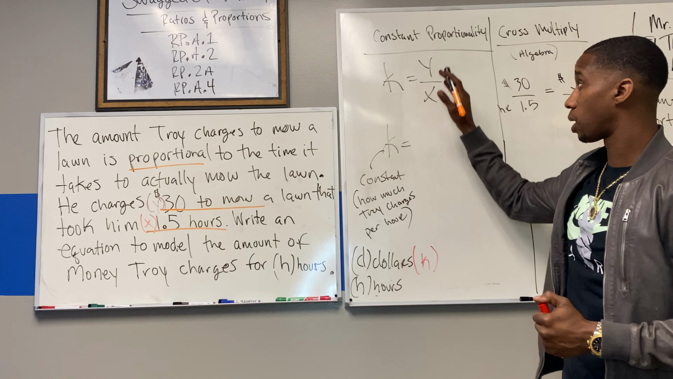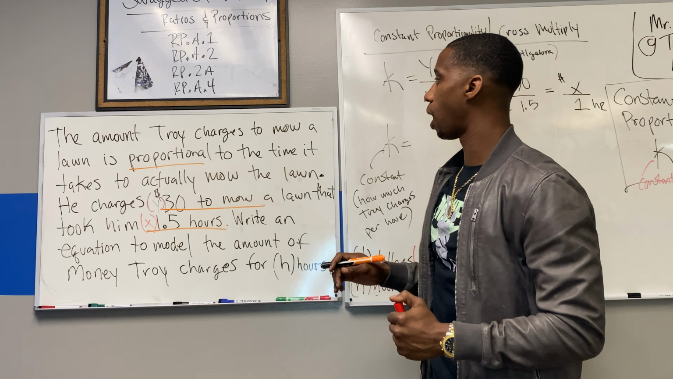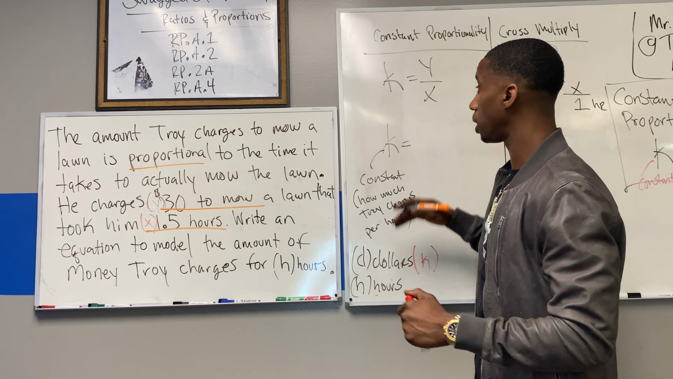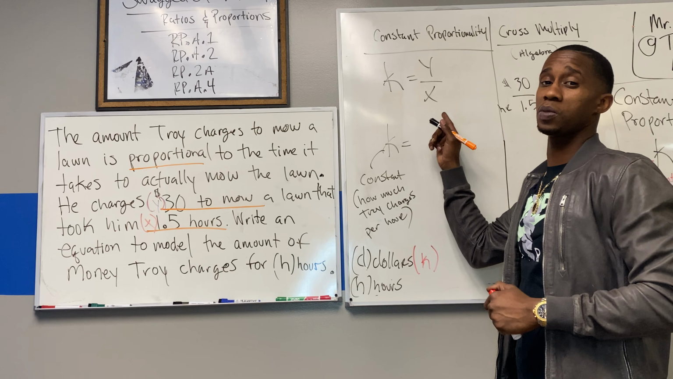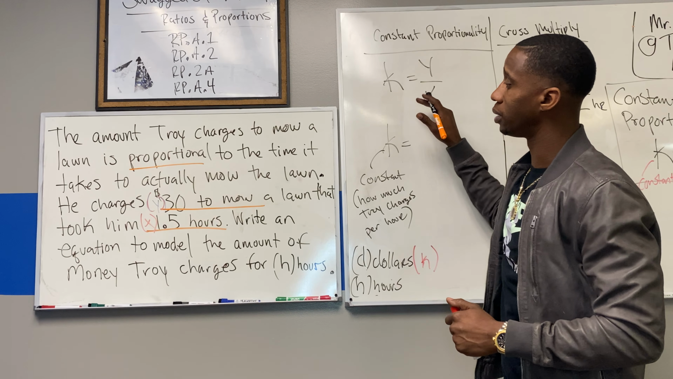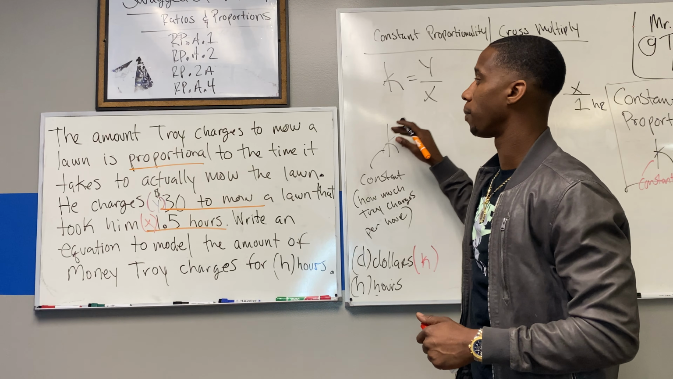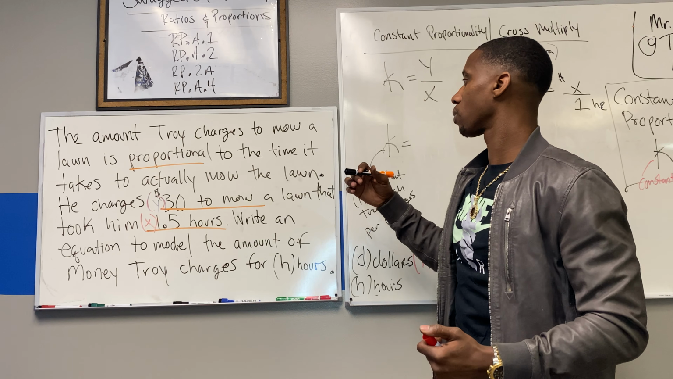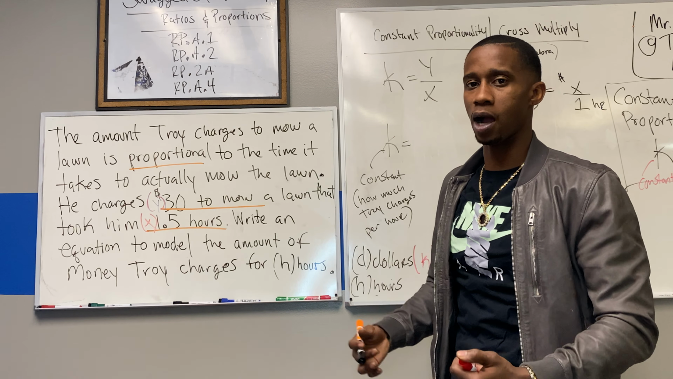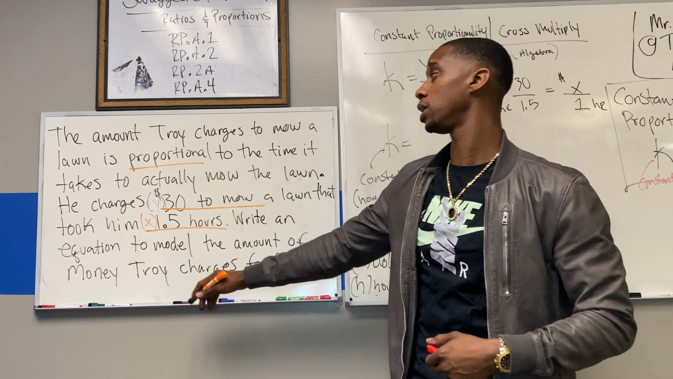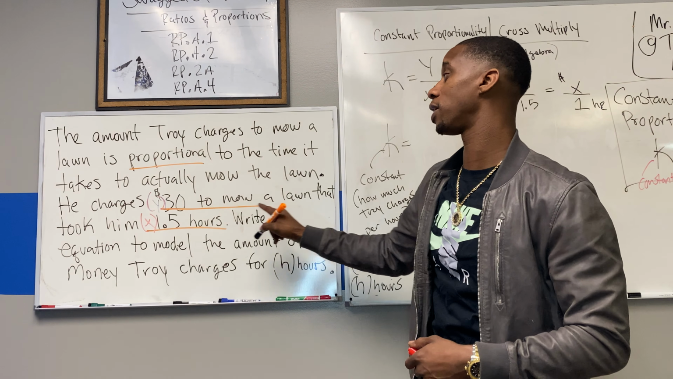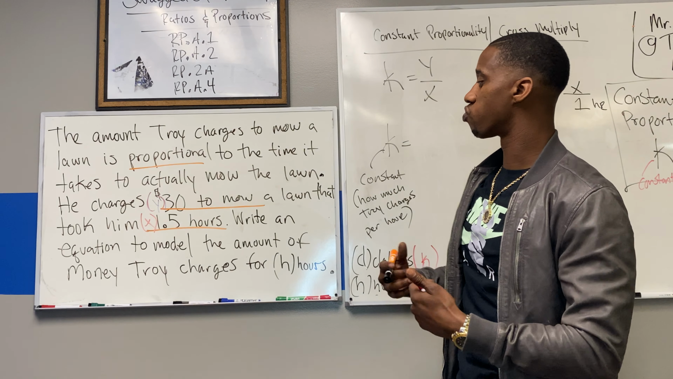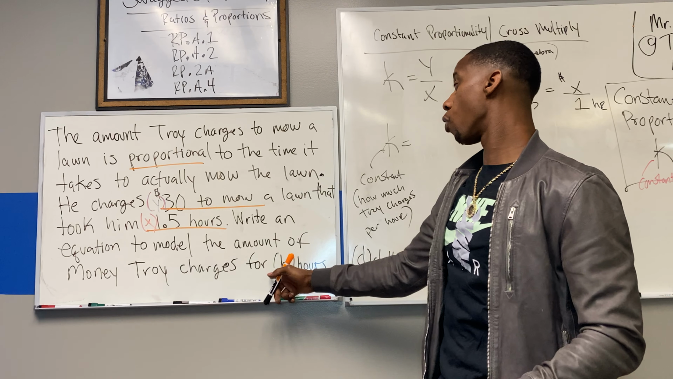Or constant proportionality. So I'm encouraging students to remember this formula. Thanks to one of my great colleagues, Mr. Adair, he refreshed me on this. I didn't really use this much in school. I was a proportions guy, but this will work wonders for you if you can get it down. So Troy mows lawns, and he charges a certain amount every hour. We don't know that because the particular job he did, he charged $30 to mow a lawn that took him 1.5 hours. They want us to write an equation to represent the amount of money Troy charges for 1 hour.